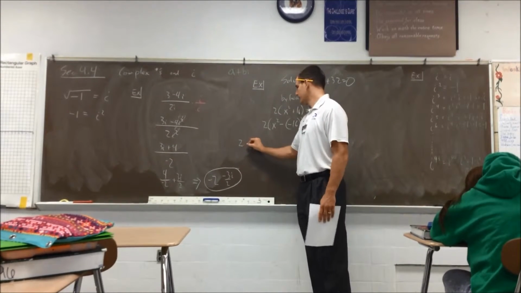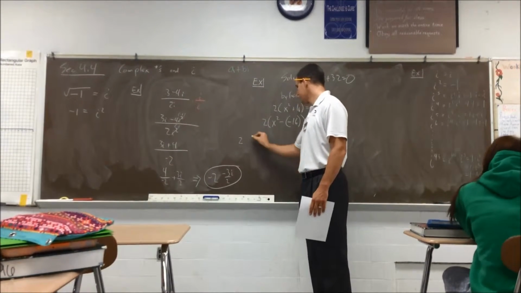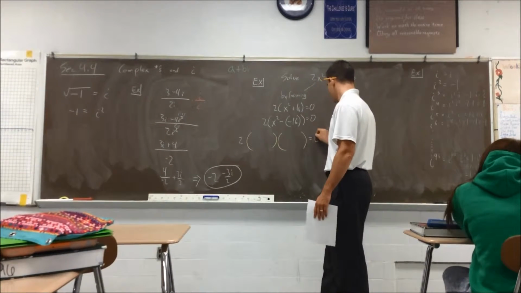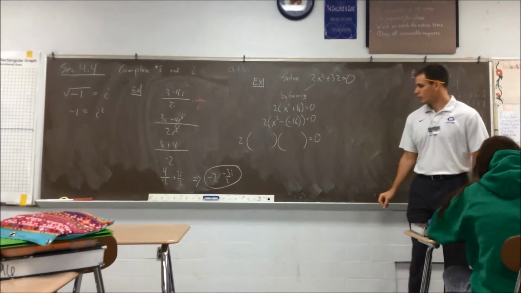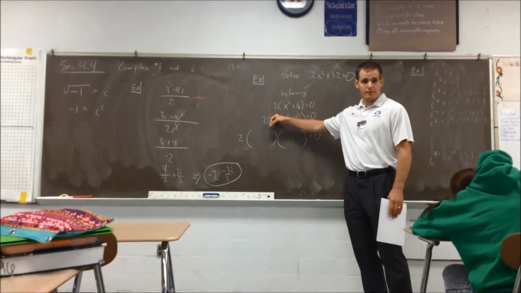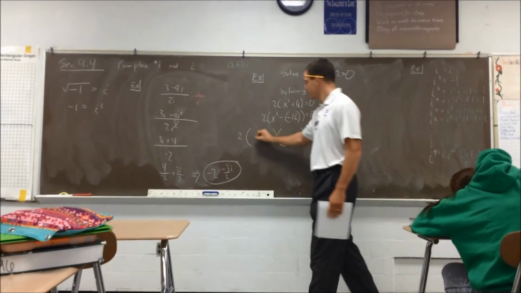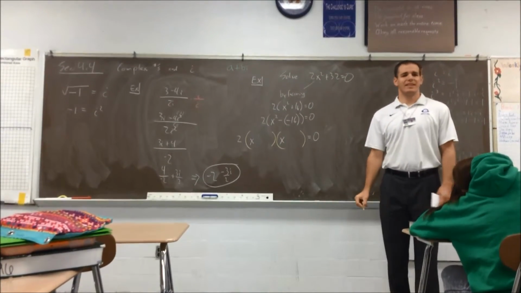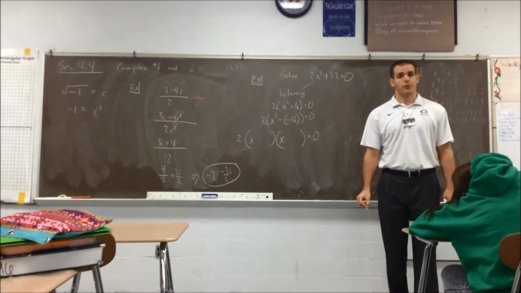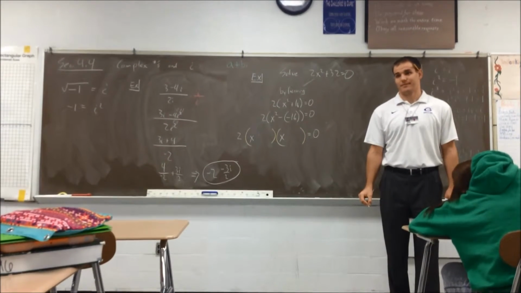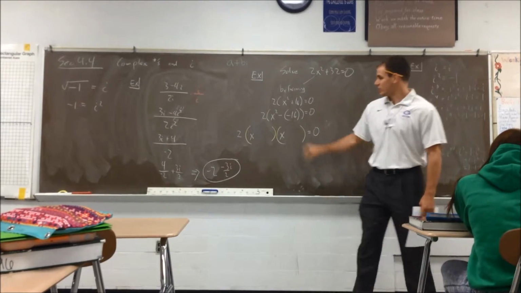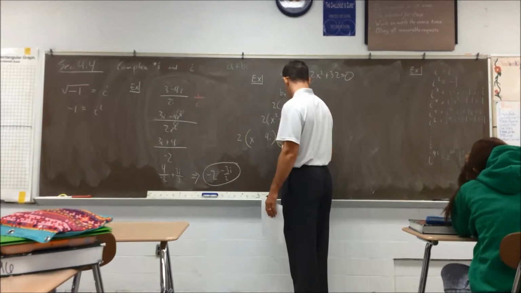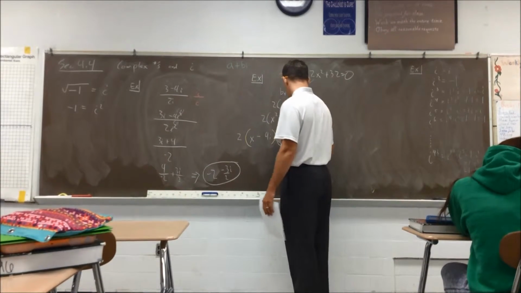I'm going to keep the 2 out front here. I have my parentheses. What's the square root of x squared? x. Square root of -16: 4i, because it's -16, so it's going to be 4i. 4i. And when I make one negative, I make one positive.